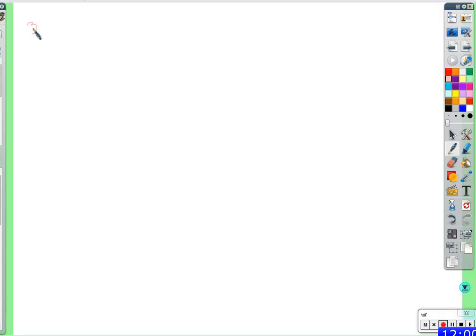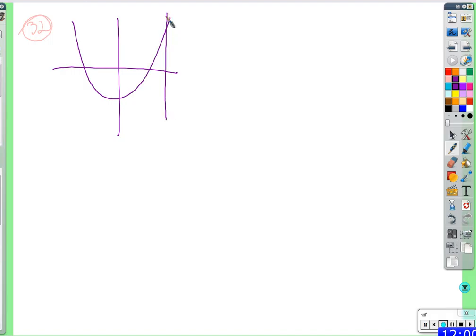The next question. Sketch shows graphs of x squared minus 4x minus 5, and y equals k. The regions labeled A and B have equal areas if k equals.